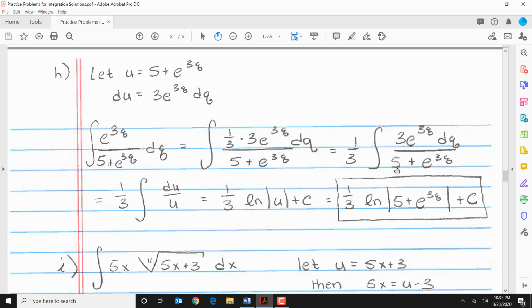And so now on the bottom I have u, and on the top I have exactly du. So I end up with 1/3 the integral of du over u. This should look familiar to you. That's going to be the natural log of the absolute value of u plus c, carrying that 1/3. And then we plug back in what u is. Keep in mind, you can always take the derivative and make sure you get back what we started with.